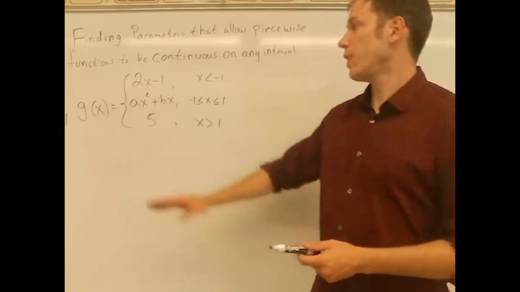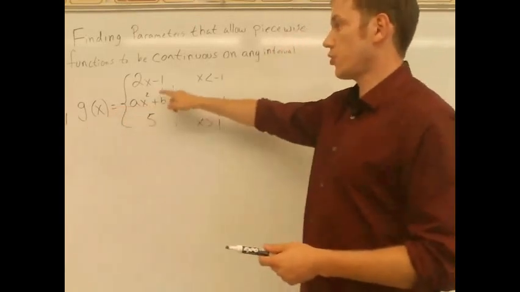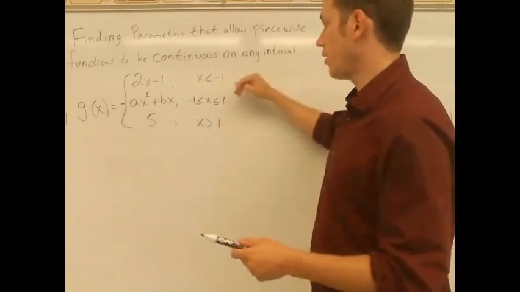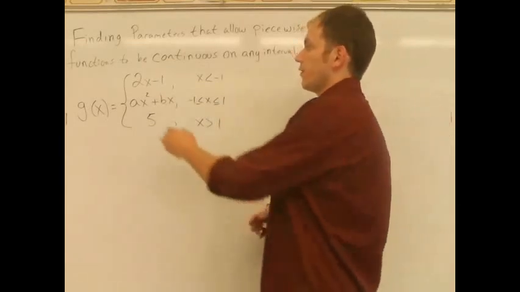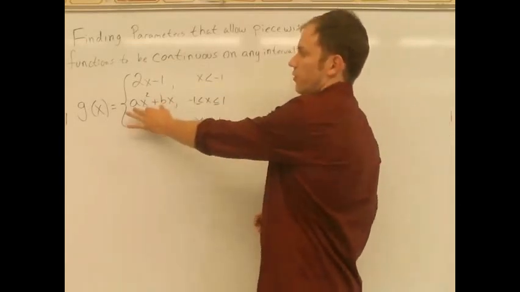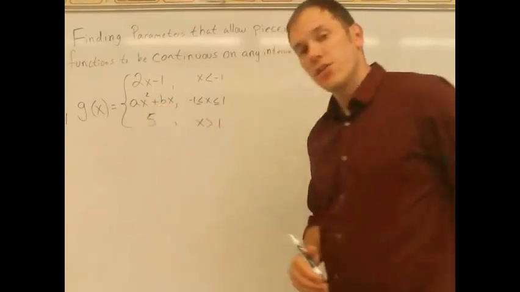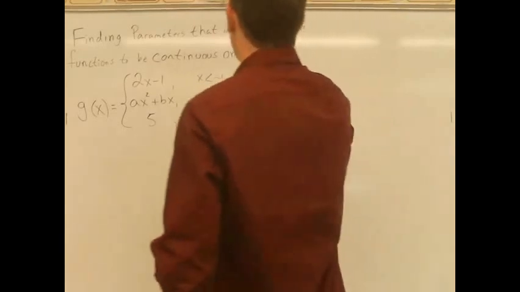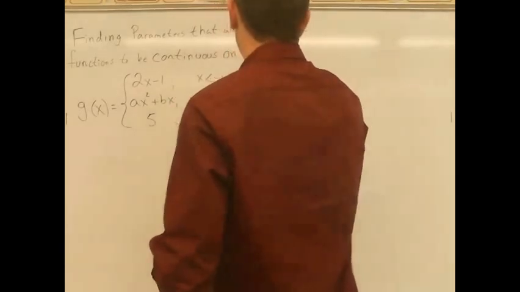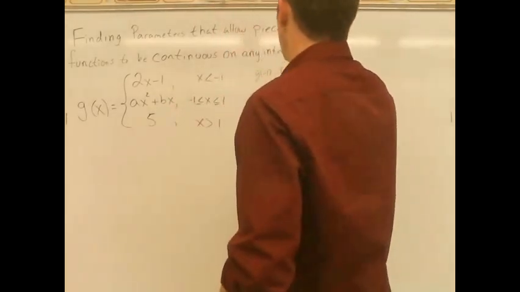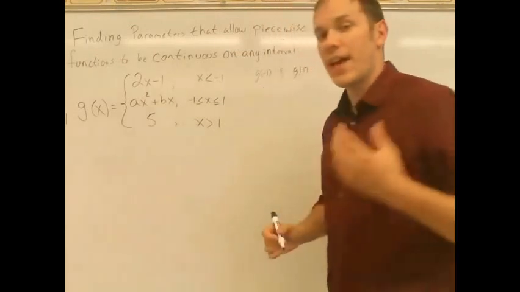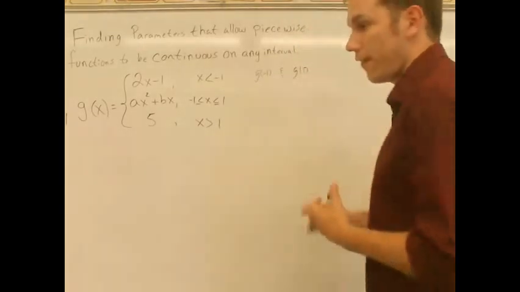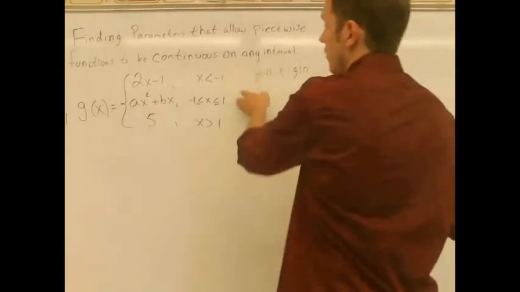Here in example 2, we have g of x being a piecewise function with 3 different parts, with 3 different intervals. And we notice that we have 2 parameters to solve for, this time a and b. So in order for me to do this, I have to know that g of -1 and g of 1 have to exist. They have to be defined. And I also know that I have to have the limits being equal.